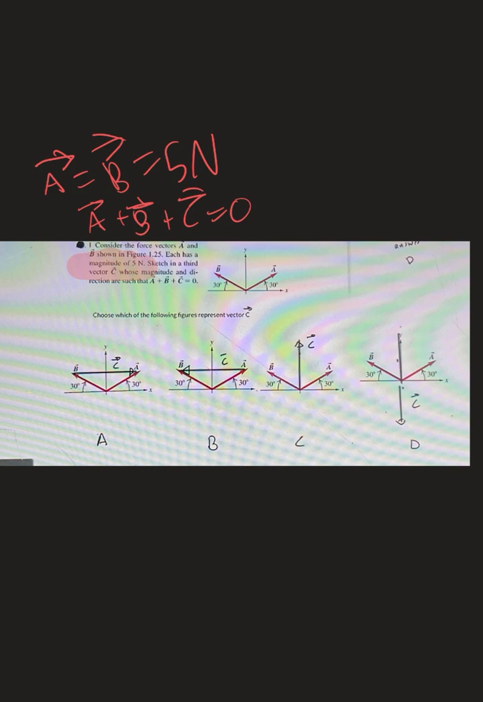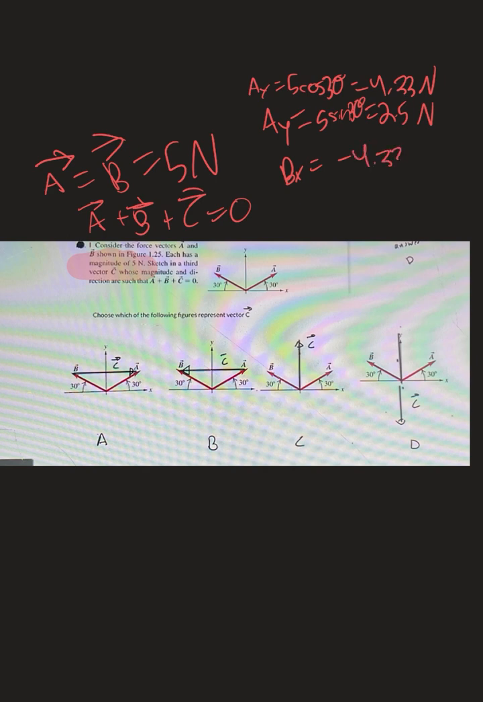So for A, what we do is we do A of X is 5 cosine 38 degrees, which gives us 4.33 newtons. For A on the Y-axis, we're gonna do 5 sine 30, which is 2.5 newtons. Now for B, we do B of X is equal to negative 4.33 newtons. B of Y, right, is equal to 2.5 newtons, right?